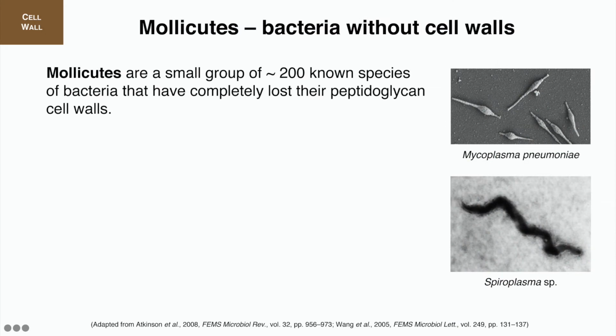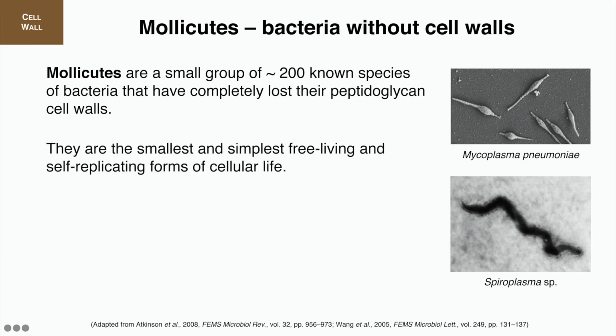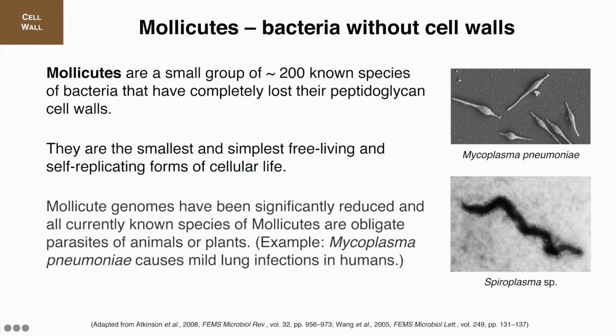Mollicutes are a small group of some 200 known species of bacteria that have completely lost their peptidoglycan cell walls. They are the smallest and simplest free-living and self-replicating forms of cellular life. Mollicute genomes have been significantly reduced, and all currently known species of mollicutes are obligate parasites of animals or plants.